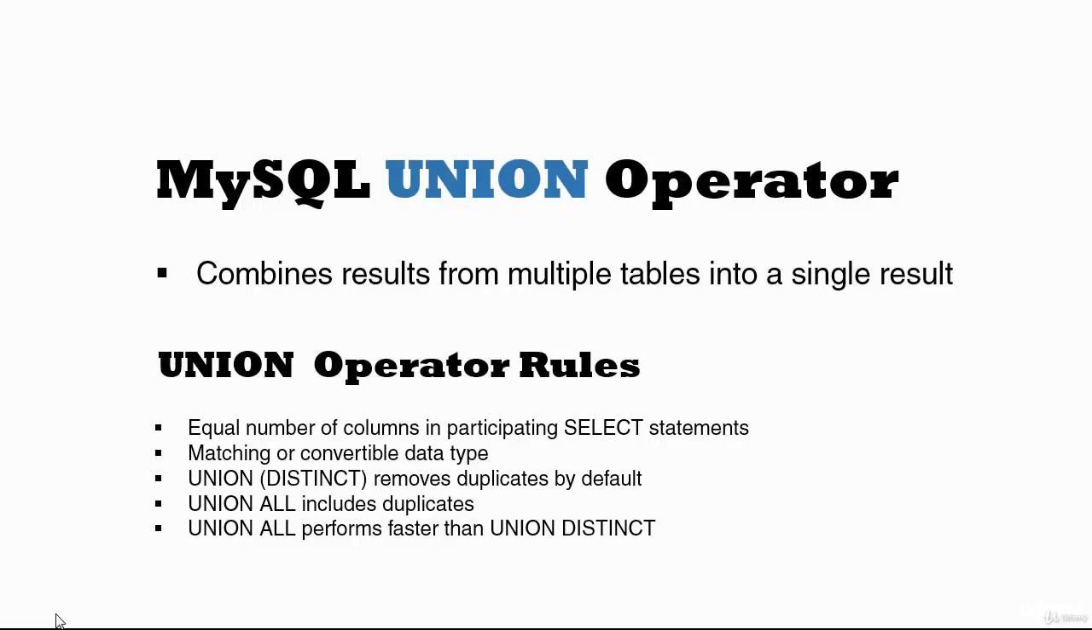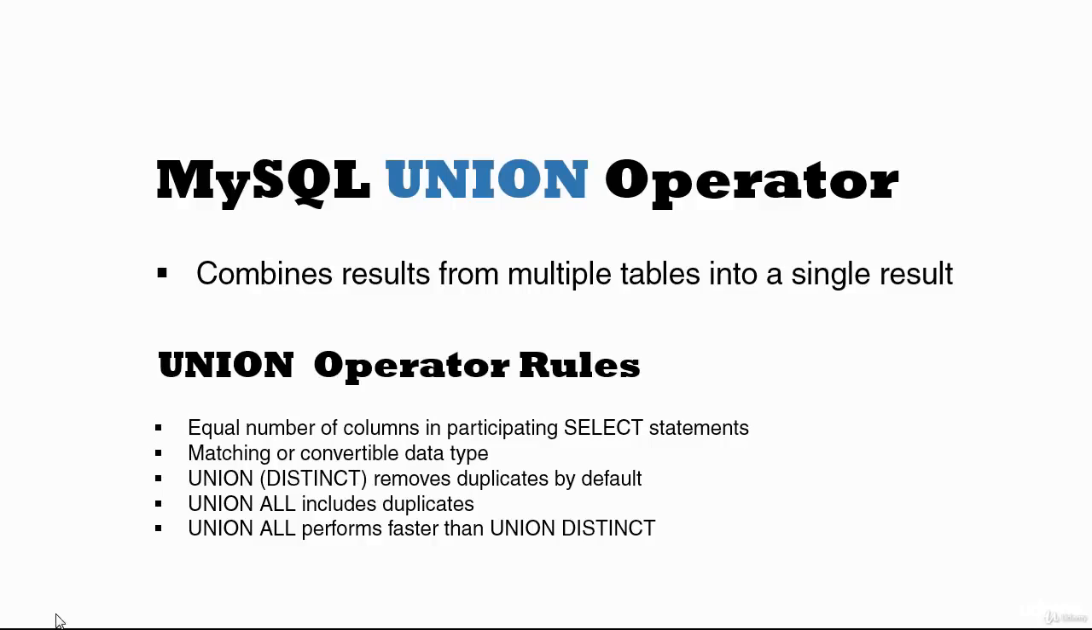They must also have matching or convertible data types. For example, you can't have a number in select statement A corresponding to a string data type in select statement 2. So data types must match or they must be convertible. With the union operator, by default, it removes duplicate values. Any duplicates will be removed.